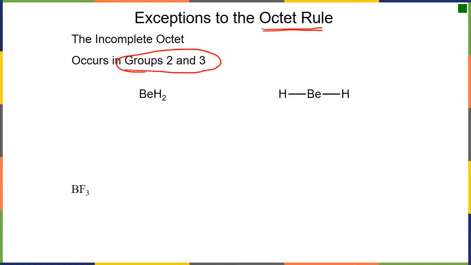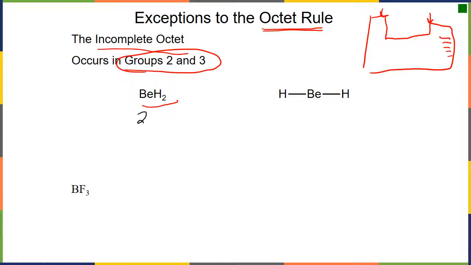So in groups 2 or 3, if we take a look at our periodic table, this group right here and this group right here can have incomplete octets, meaning less than 8. Also, as we go down in our periods, we can have more than 8, a hypervalent or an expanded octet. And the only way to do these is just to do these, so let's consider BeH2.